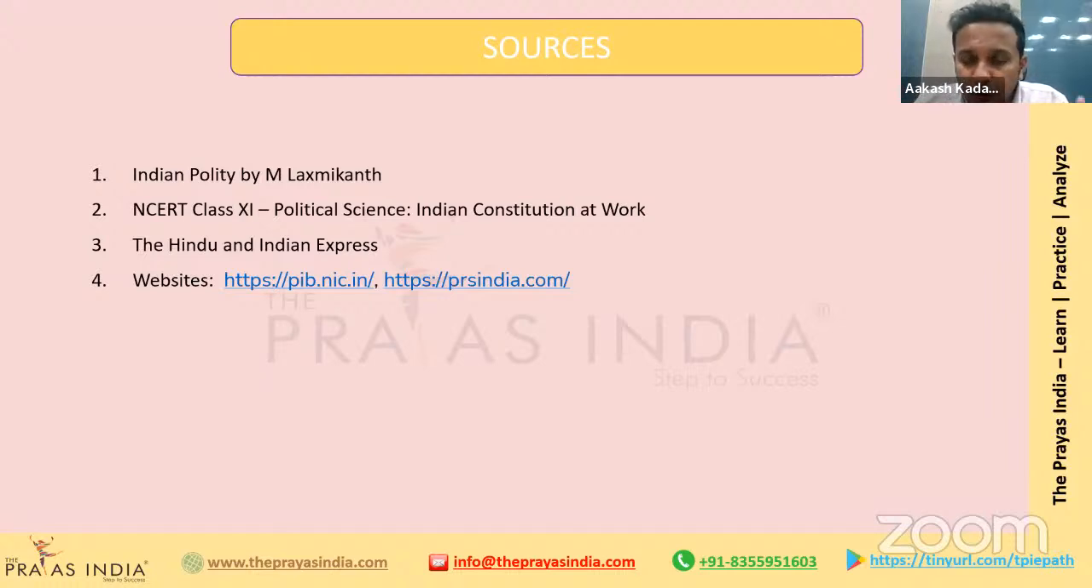Okay, so this particular book is step 2 for your preparation. Reading this NCERT and reading M. Laxmikanth thoroughly would build up a base. Okay, herein your understanding of the static syllabus would be done.